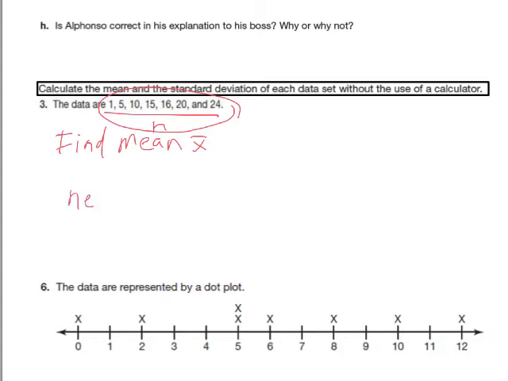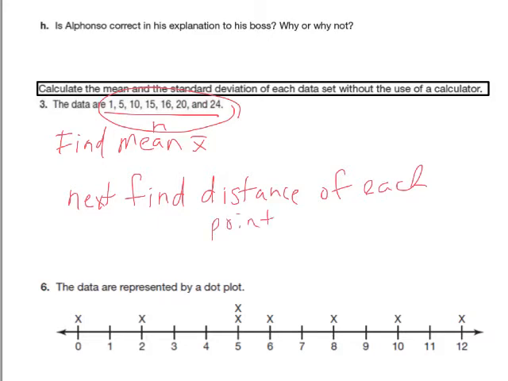Next, find the variance. Find the distance of each point to the average. I don't know what the average is. I don't want to give it away. You just have to figure it out.